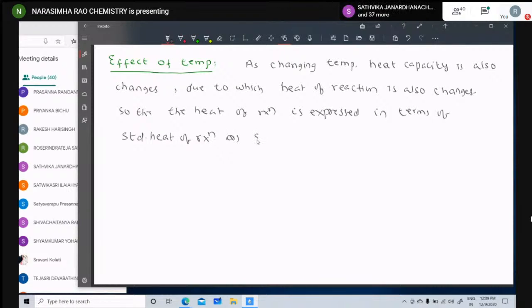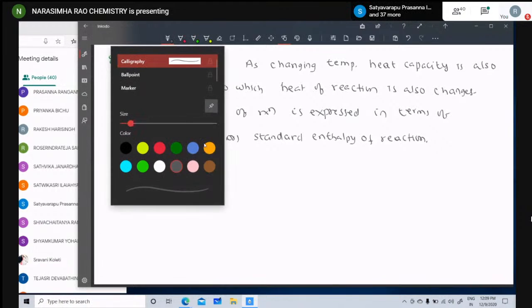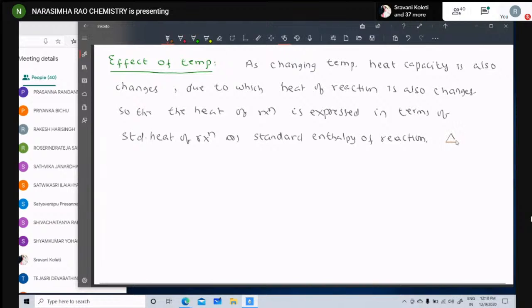or standard enthalpy of reaction, which is denoted by, okay, delta H R naught.